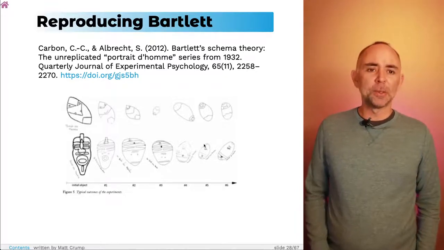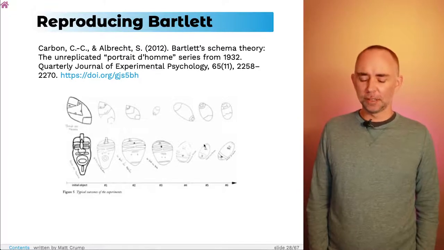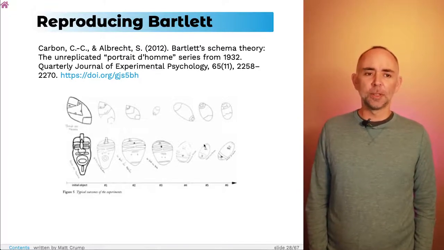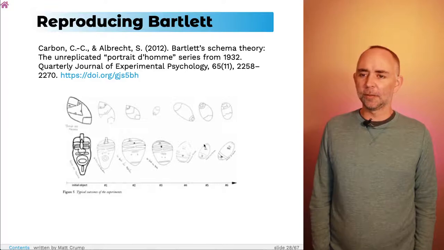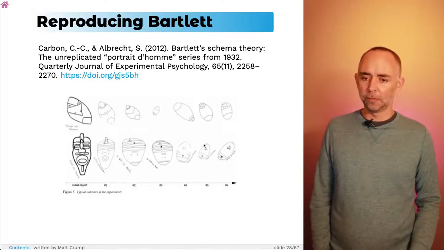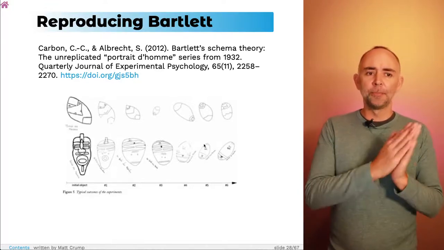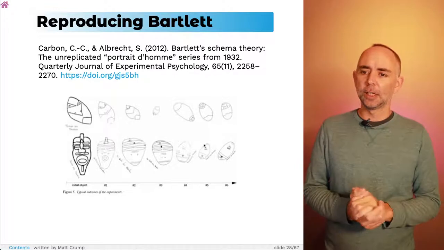So it's an interesting question. Why don't people in 2012 do exactly what was going on with Bartlett's participants in 1932? There could be lots of explanations for this. And this is part of the puzzle in cognition, trying to work out why a procedure would produce one set of results at one time and a different set of results at a different time.